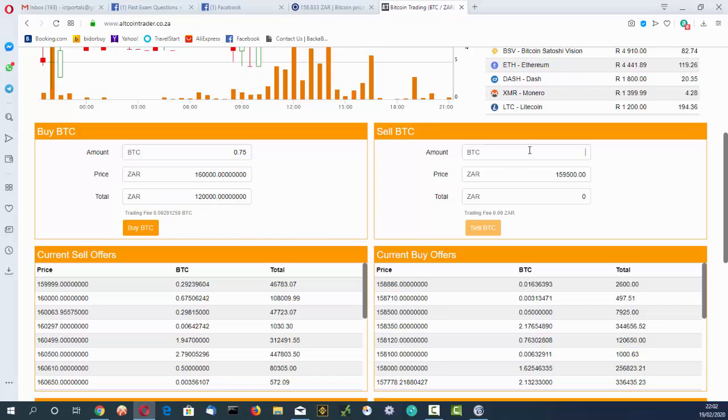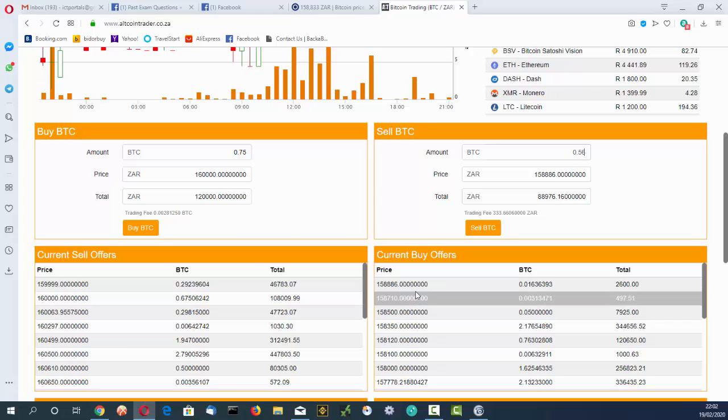So now let's come to sell. Look at the sell. This is the lowest buyer. You understand? If I click this price, it's going to show here. Let me say I want to sell 0.56 Bitcoin. At this price, this person wants to buy from me, and I want to sell. The price is this. This is the total amount they will pay me.